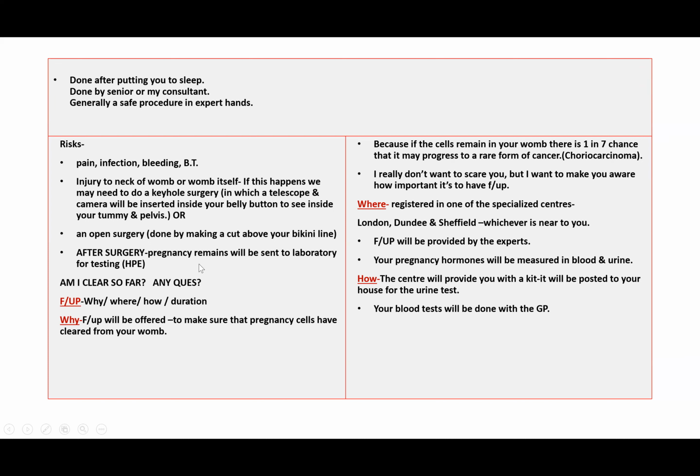After this, pregnancy remains will be sent to lab for testing. Am I clear so far? Any questions? Always pause after giving information, check her understanding.